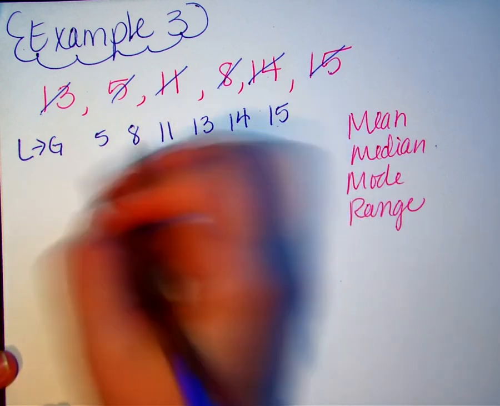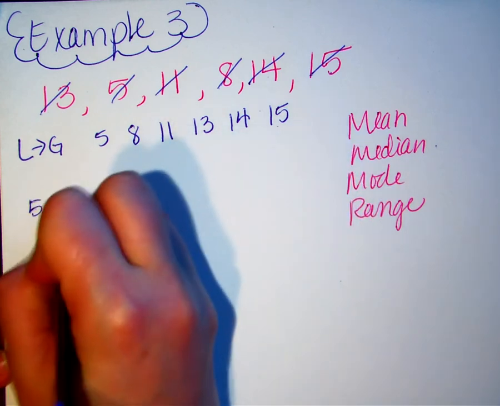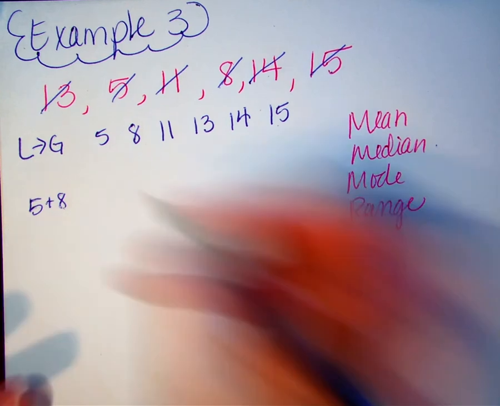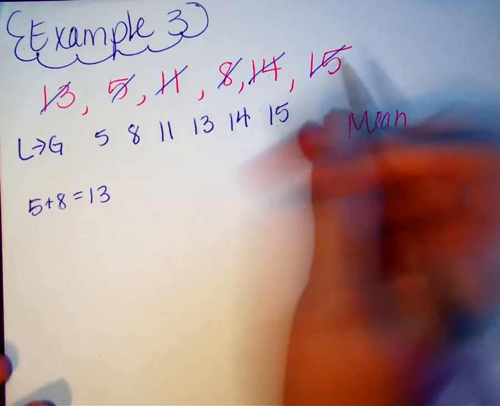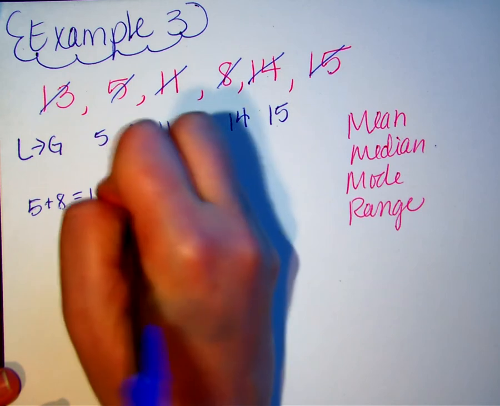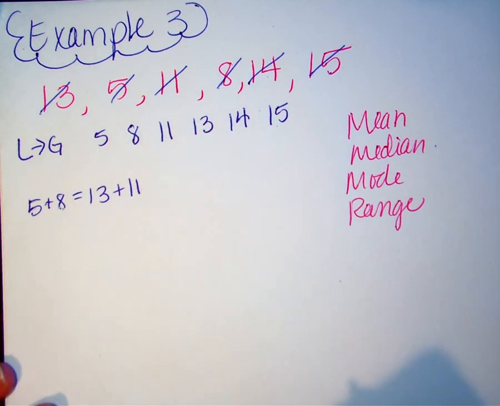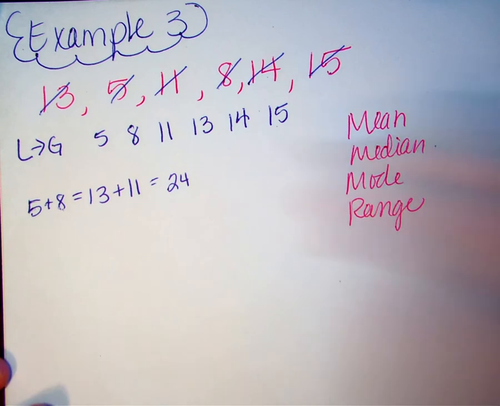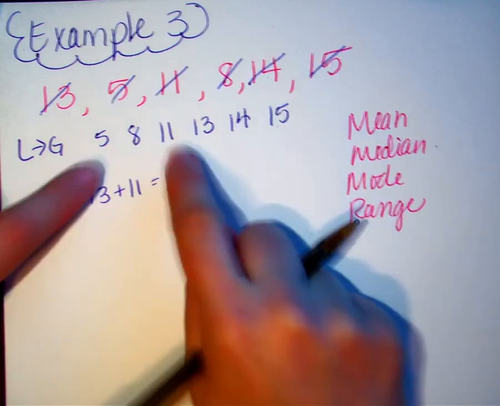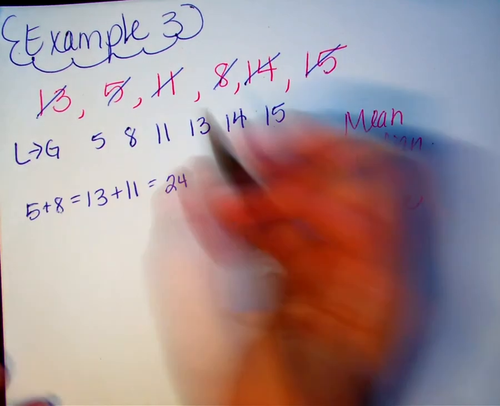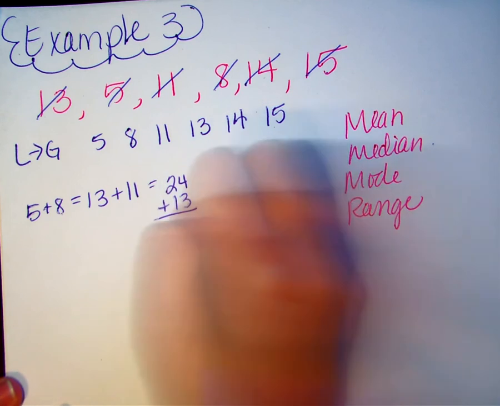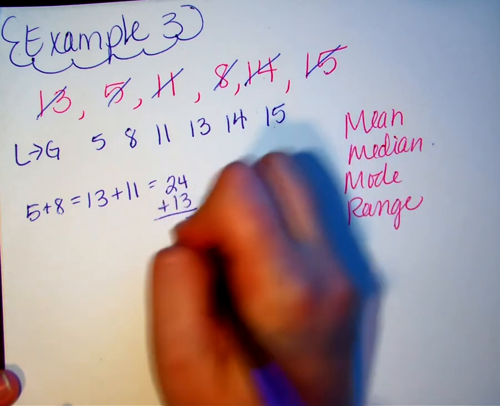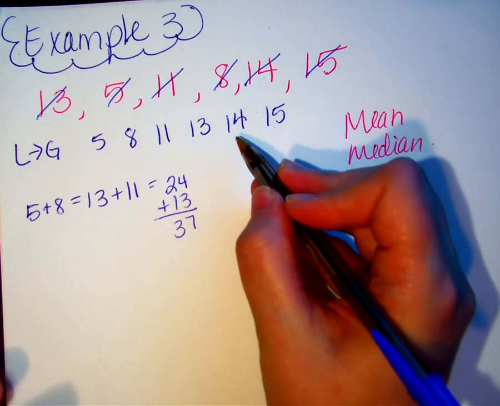So 5 plus 8 would be what? 8, 9, 10, 11, 12, 13. 13, and then 13 plus 11. 13 plus 11 would be what? 24. And so we have already done those 3 numbers, so now I'm going to add 13 to it. So plus 13. 4 and 3 is 7. 2 and 1 is 3. And then I'm going to add 14.